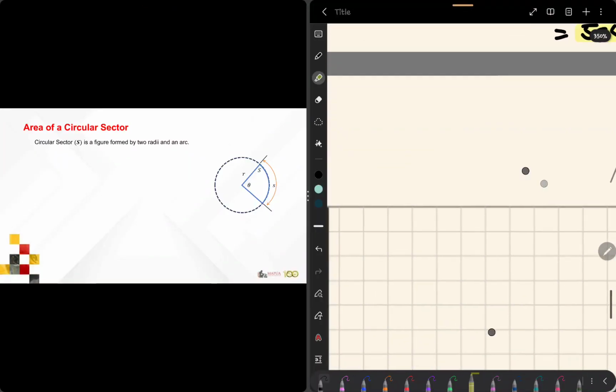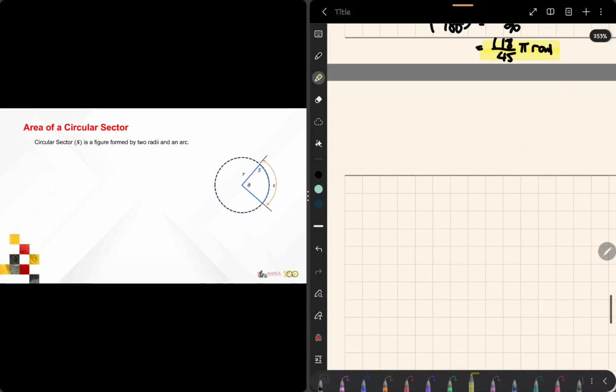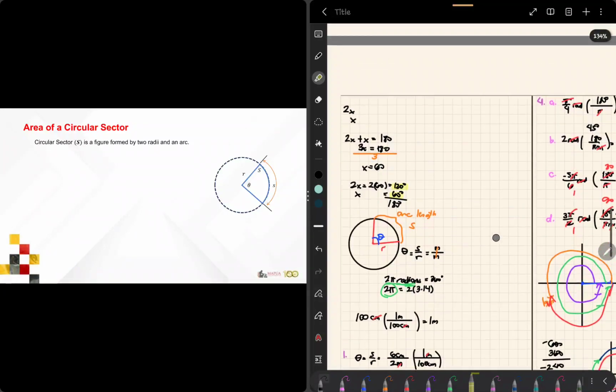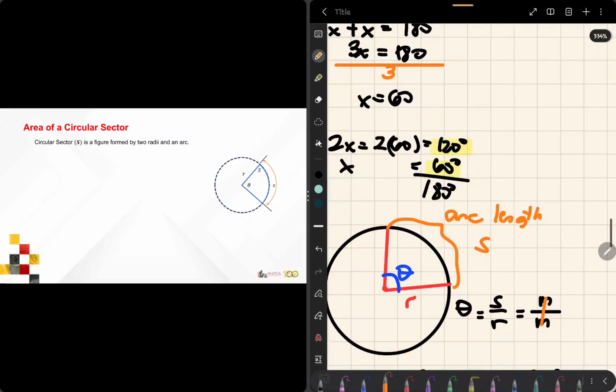Next, a circular sector, or S, is a figure formed by two radii and an arc. So this one is the sector. From our figure a while ago, this orange part is our arc, while this total area inside will be our sector. So don't be confused. The arc is simply part of the circumference, while the area inside the two radii and the arc is what we call our sector, or our circular sector.